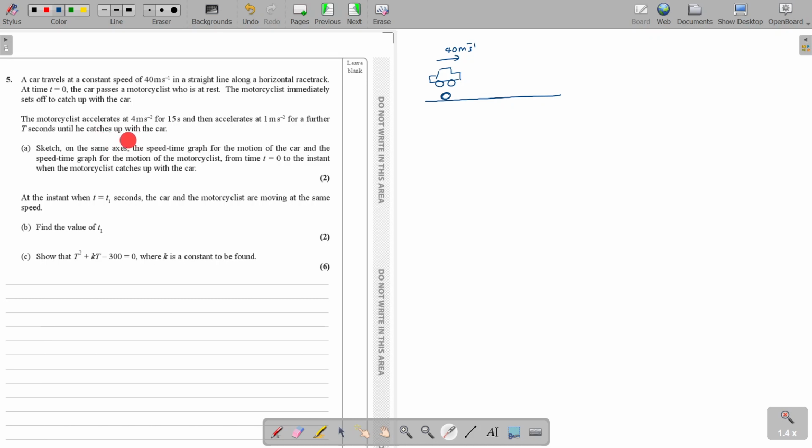And when it catches up, what do you mean by catching up? What will be equal when they catch up with each other? When the motorcyclist comes to the same point as the car, the distance traveled from the starting point will be equal when they catch up with each other.